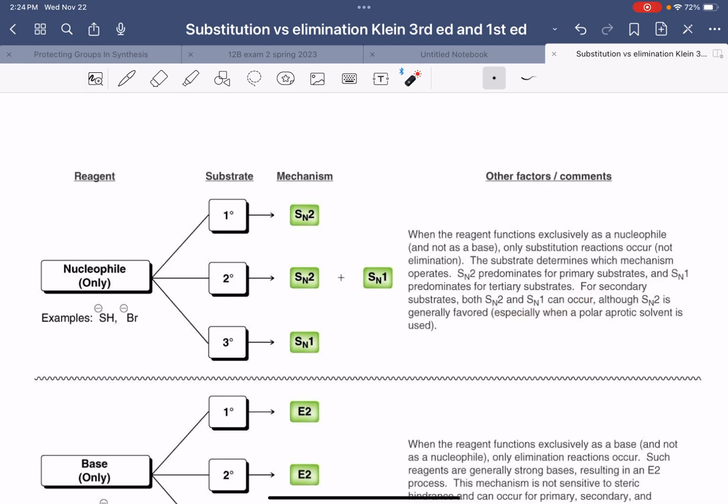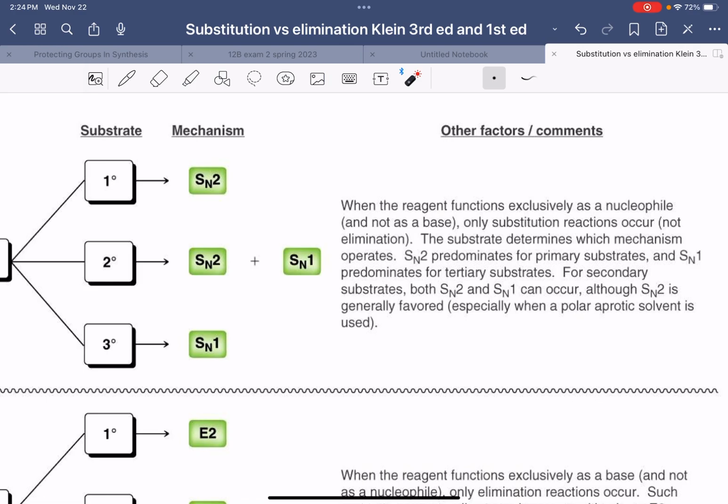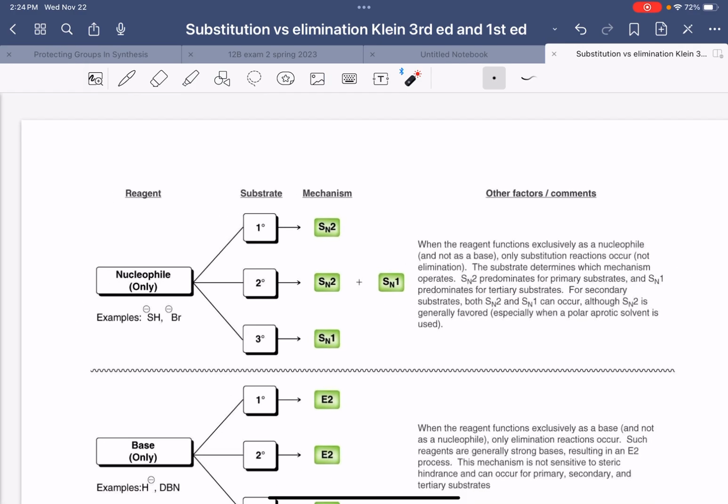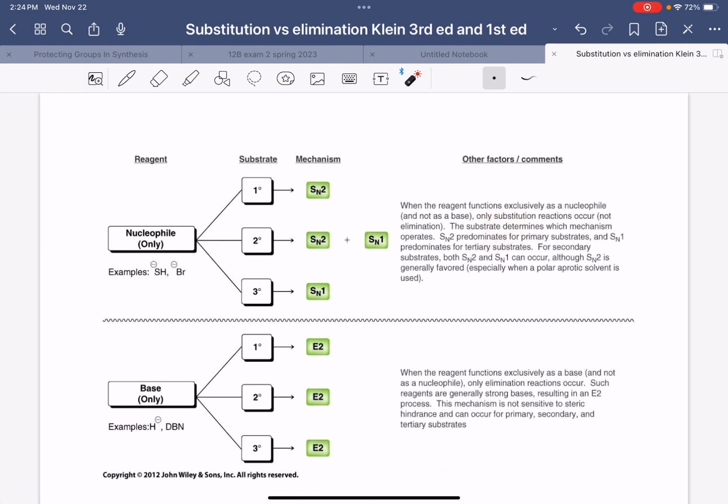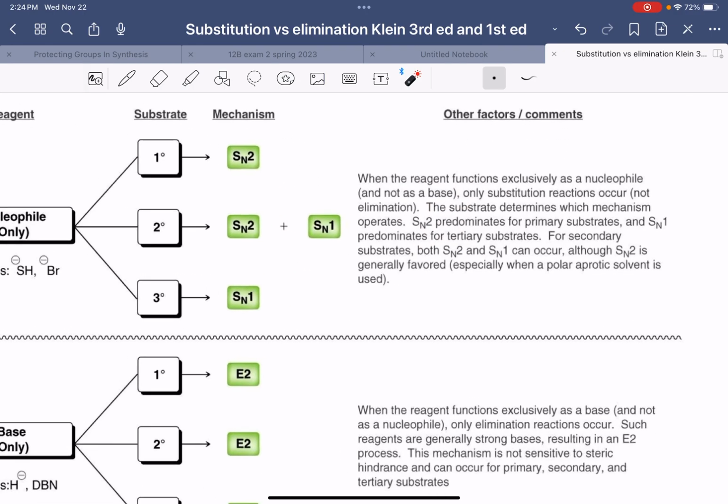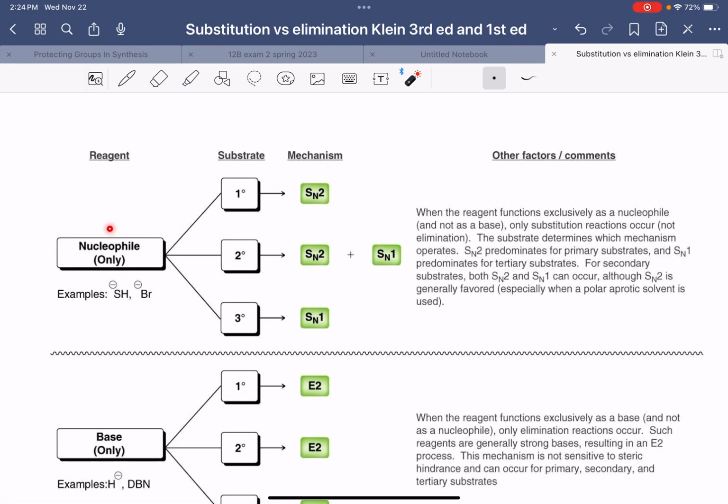And this is what I think is really nice about this table, and it's worth reading these little descriptions. They're not that long. But it talks a little bit about why you can get these different products. So let's say we had something that was just a good nucleophile. So SH minus, Br minus. With a primary substrate, we get SN2. With secondary, we get SN2 and SN1. And with tertiary, we get SN1.